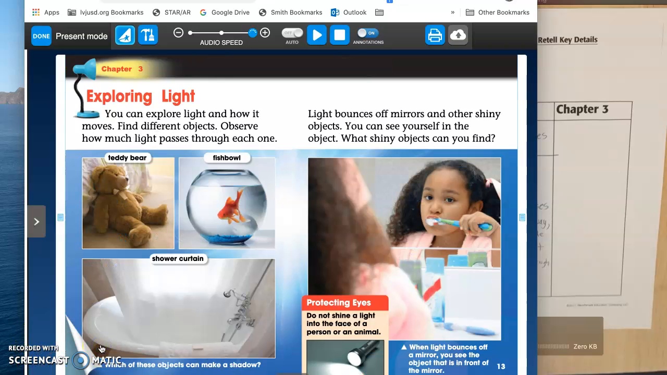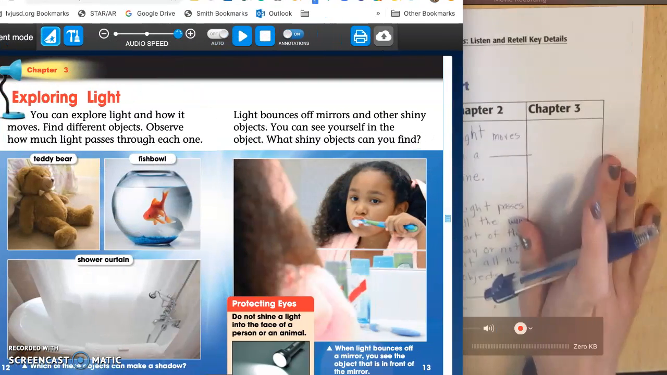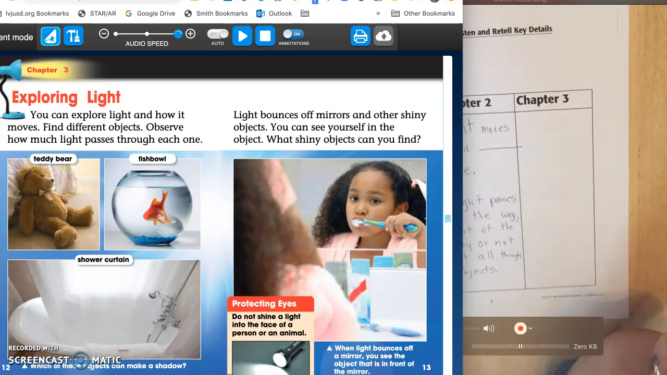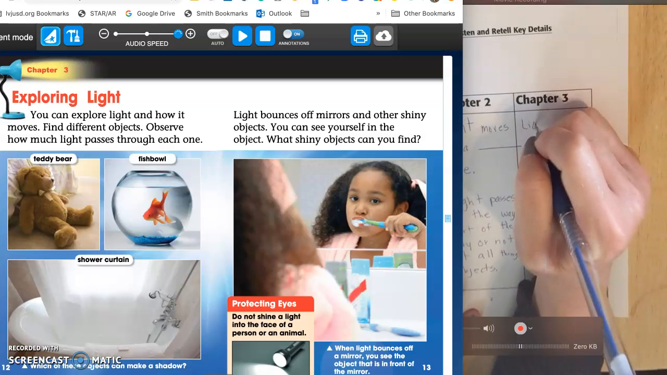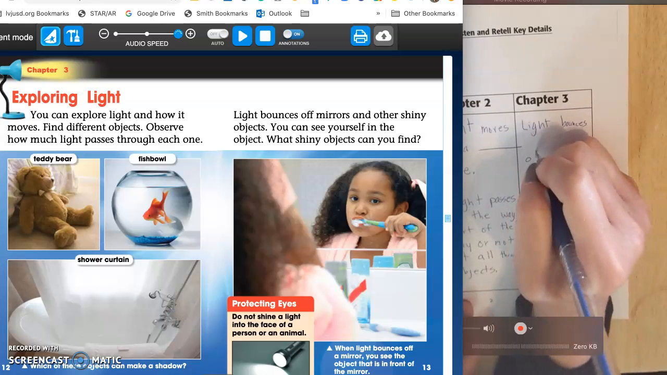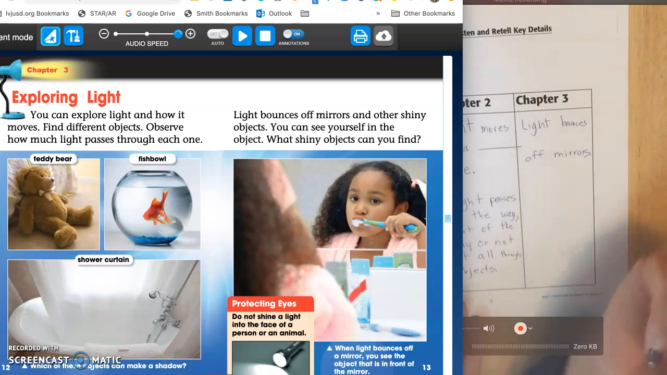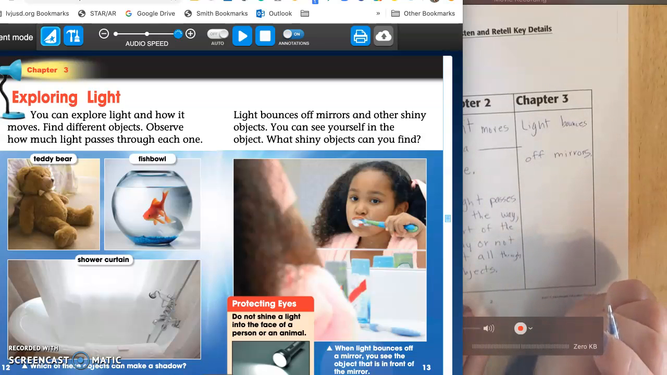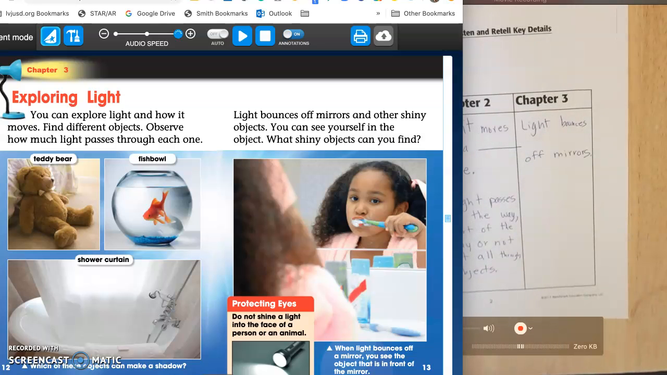Okay, that was chapter 3. So let's recall some key details from chapter 3. This was about you exploring some light. Okay, and it told us that light bounces off mirrors. And then it asks you to explore how much light passes through each of the objects in the text.